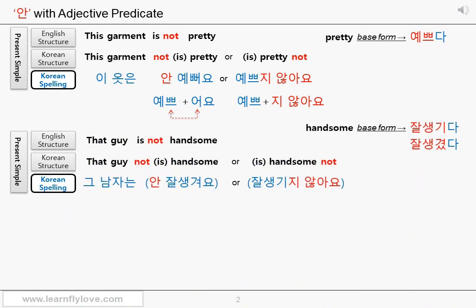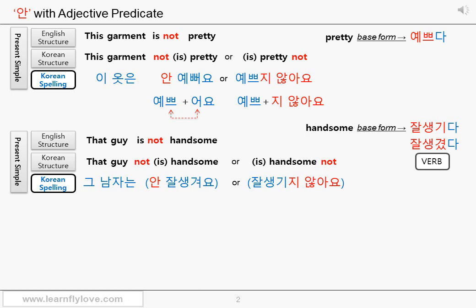Next example. That guy is not handsome. Let's say that here is used to indicate someone who is not here, but you and the listener both know who he is. So you use the determiner 그, that man, 그 남자, and the topic particle 는, 그 남자는 not handsome.